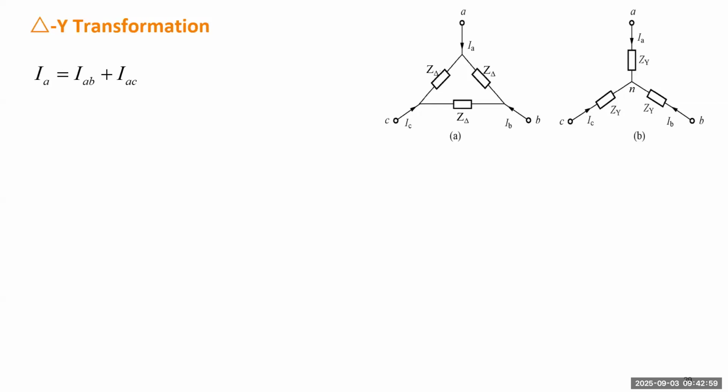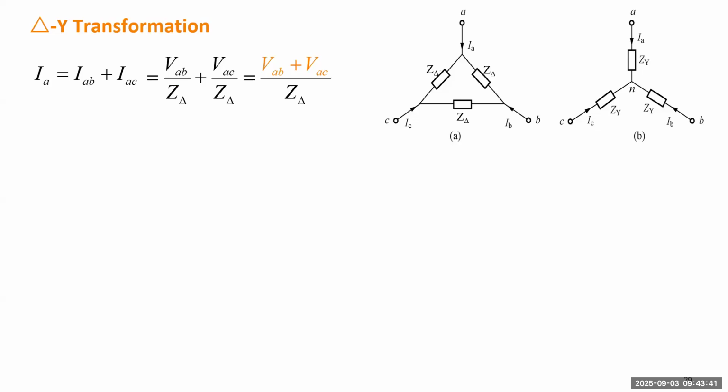Next, we talk about the transformation between the delta and Y connection. I assume everybody is familiar with this formula, but here we use a phasor diagram to redevelop it. So if you forget some formula, you can easily use a phasor diagram to help you find the correct one. Assume we have the same balanced current going to two different loads. The first one is delta connected, the second is a Y connected load, but they're all balanced.